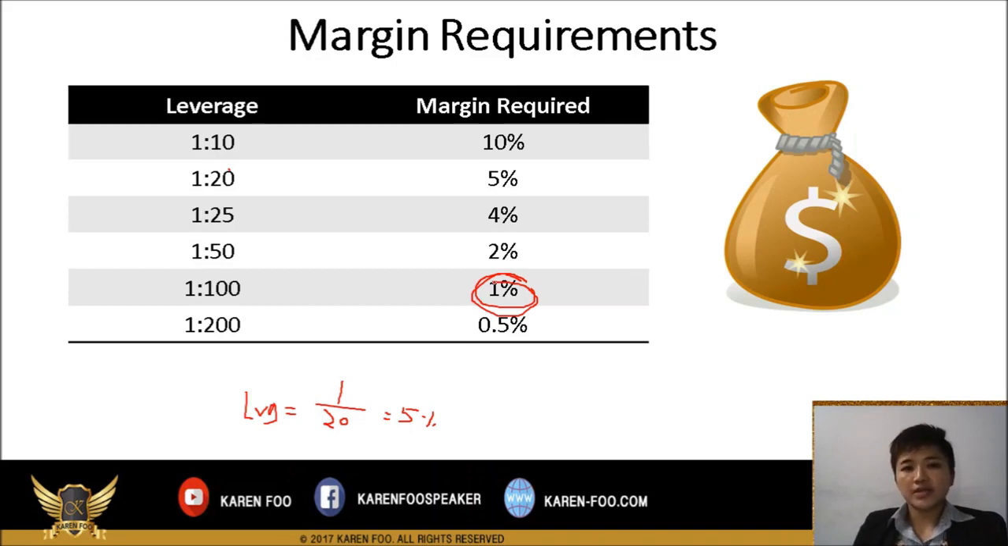So again, when it comes to margin, make sure that you also determine which leverage and margin requirement is your comfort zone.